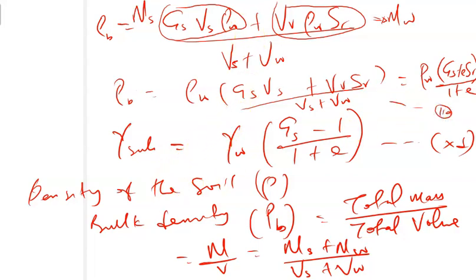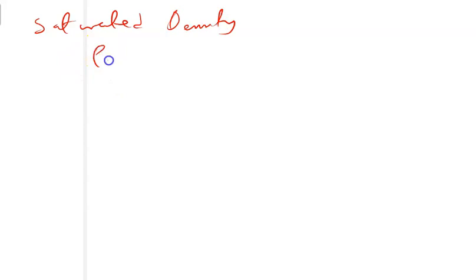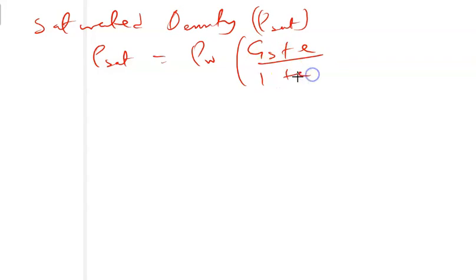The next thing we look at is saturated density, which is rho sat, and it will be equal to density of water times Gs plus e over 1 plus e. So this is our equation 11b.